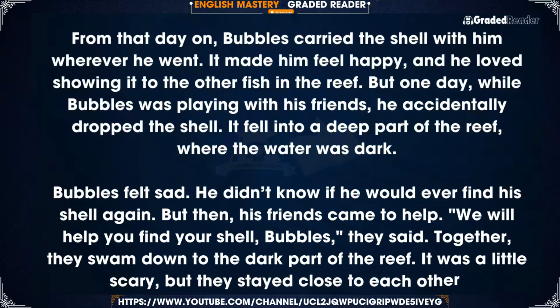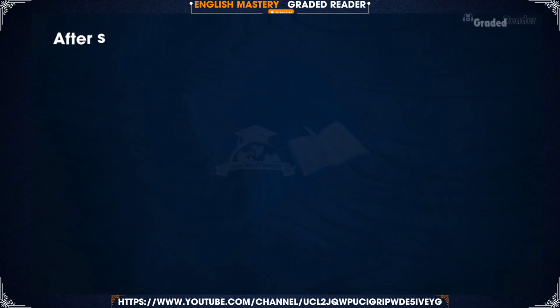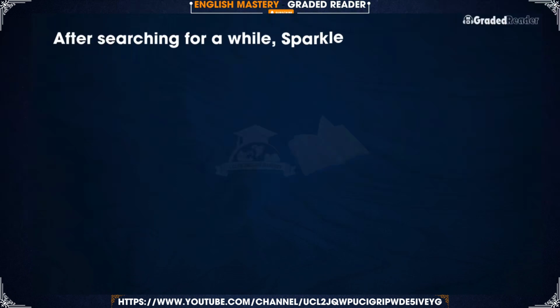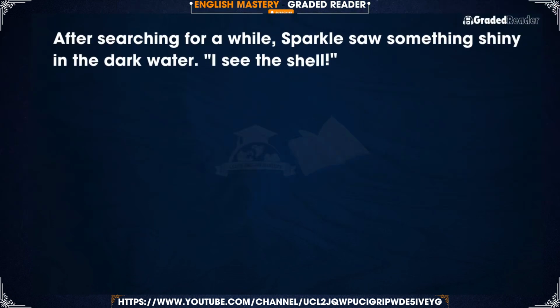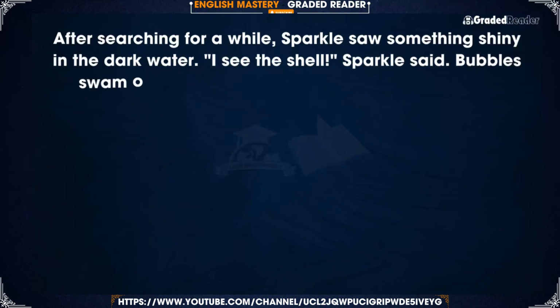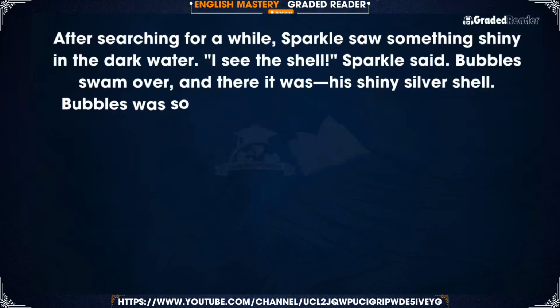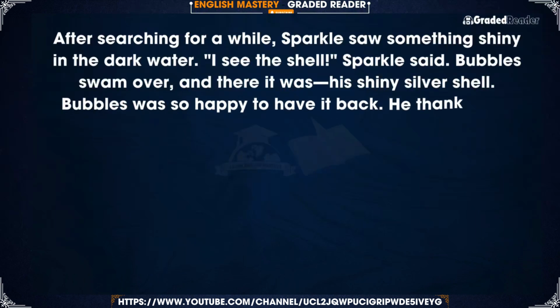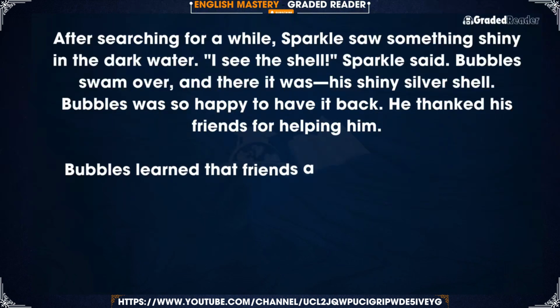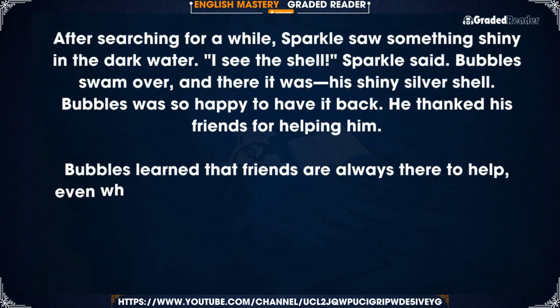Together, they swam down to the dark part of the reef. It was a little scary, but they stayed close to each other. After searching for a while, Sparkle saw something shiny in the dark water. "I see the shell," Sparkle said. Bubbles swam over, and there it was, his shiny silver shell. Bubbles was so happy to have it back. He thanked his friends for helping him.